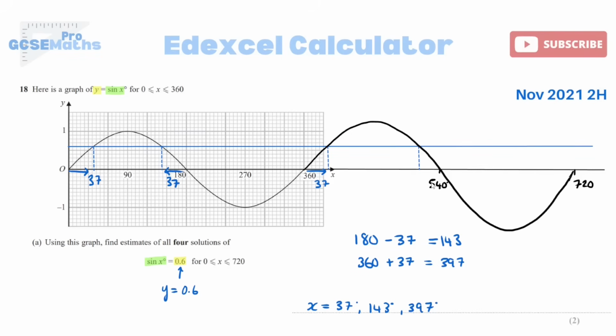And then this one here, the one around the 540, is the same logic as the one around 180. We're going backwards using that symmetry from 540. And again, it should be another 37. That width will always be the same. So you just do 540 minus 37 again, which obviously gives you 503. There's your answer.